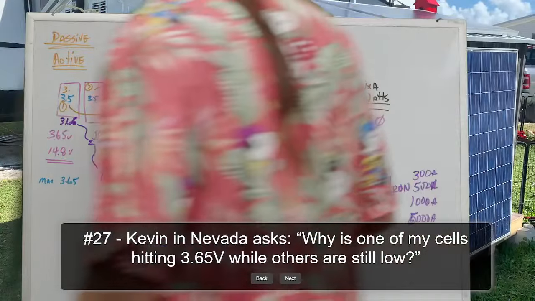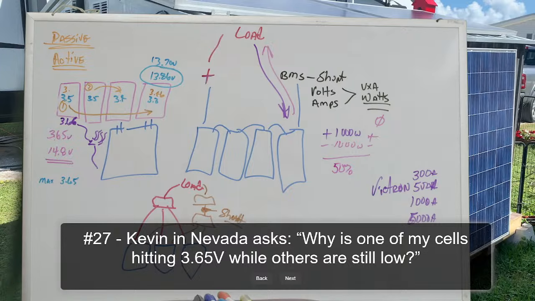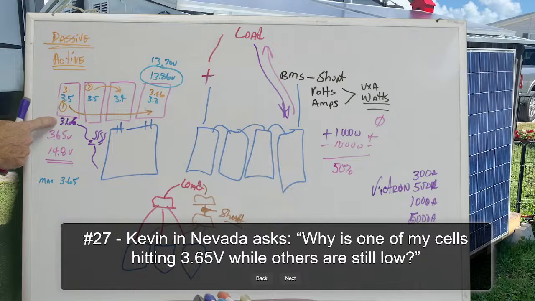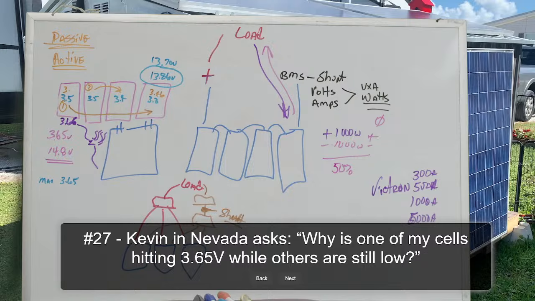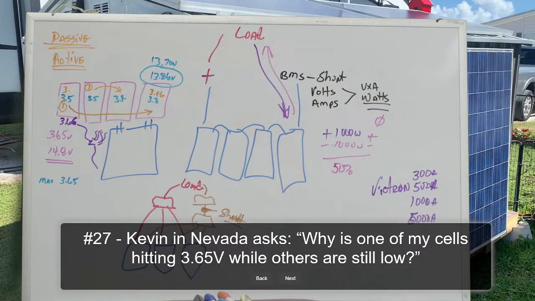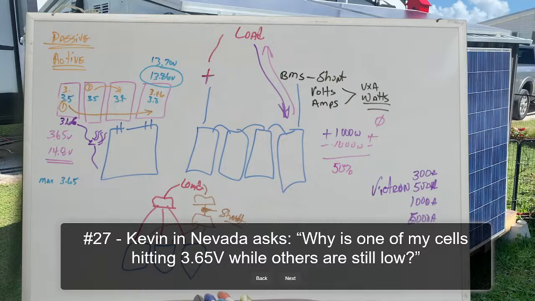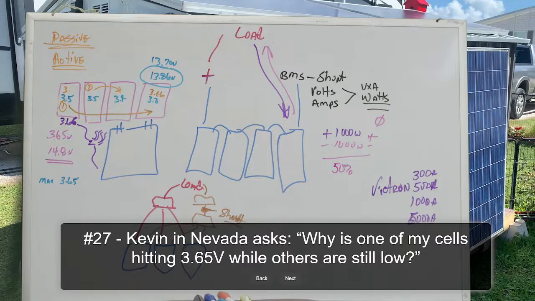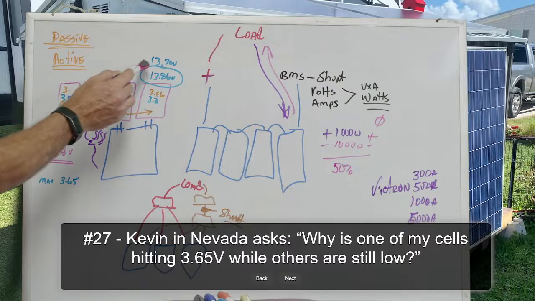The cells here of 3.65, when you have that one cell that hits that voltage, the BMS is going to shut you down and not allow it to charge anymore. And this is going to prevent all of the other cells from catching up. And so this is why balancing a battery is extremely important and giving it enough time before it gets to the voltage that it needs to.